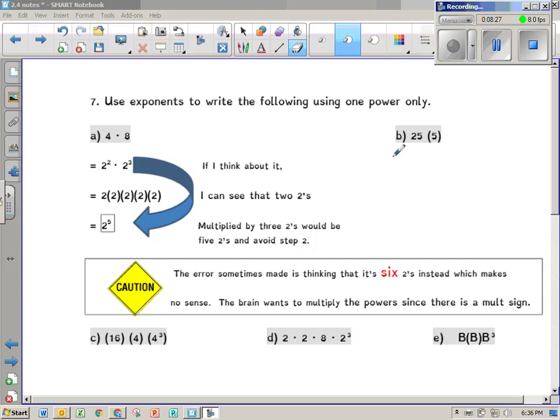Now this next section is a little harder. Let's just walk through what we've got here. Now we're using exponents to write the following using one power only. So we've got the number 4 times 8, which we could just say is 32, but that would not be expressing it using one power.